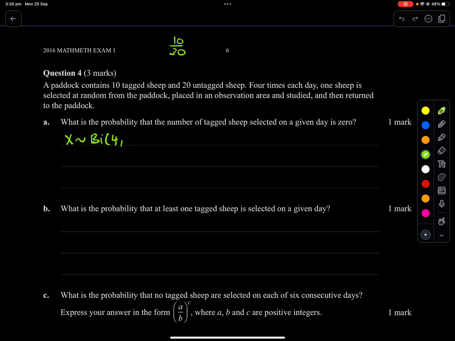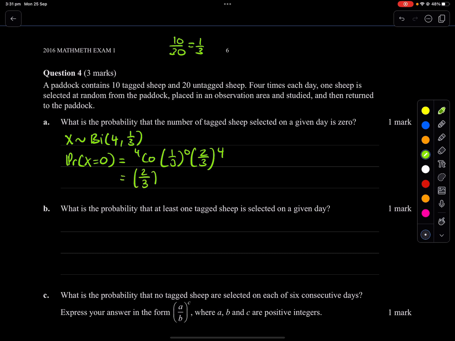And only 10 are tag ships, so it's 1 on 3. And we want to find the probability that the number of tag ships selected on a given day is 0. So x equals 0. So that will give us 4 choose 0, (1/3)^0, (2/3)^(4-0), which is 4, which is just (2/3)^4, which is 16 over 81.